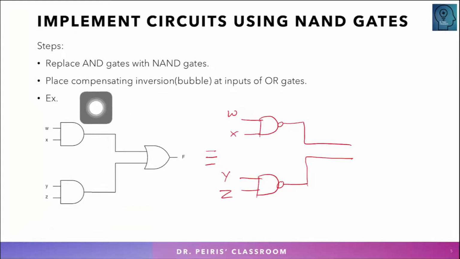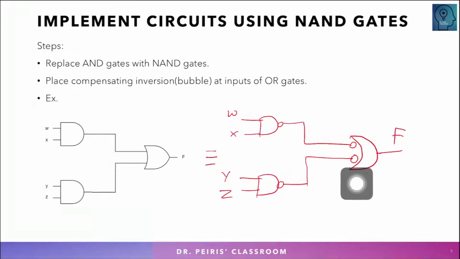Now what does it say next? Place compensating inversion bubbles at the inputs of OR gates. So here is the OR gate. I need to put the compensating bubbles. Since I added the bubble here, I need to compensate that bubble, so I put the bubble over here. Basically you are doing the inversion there. Same thing here, you made an inversion. To compensate that, we must put an inversion here and then do the OR gate. So it's the same OR gate, but you put the bubbles in here. And here is the output F.